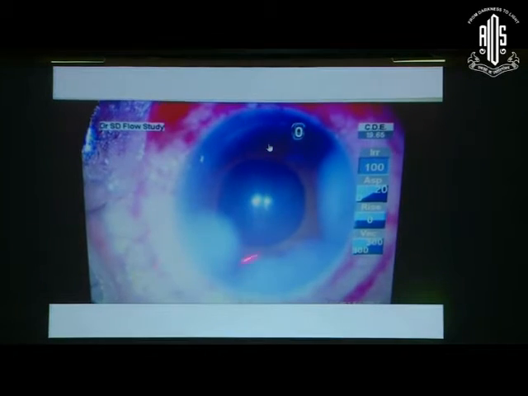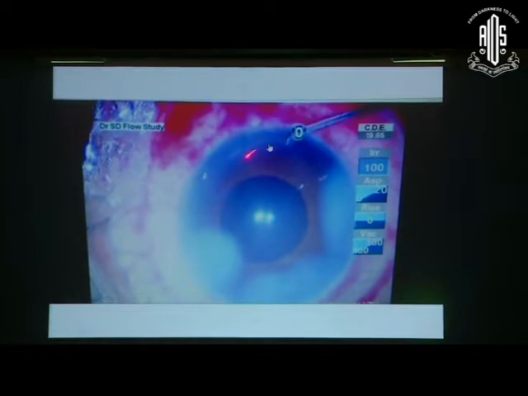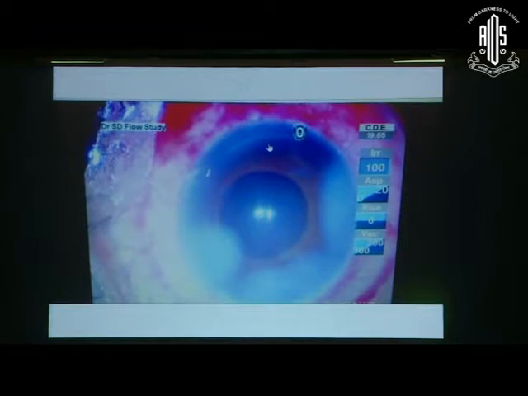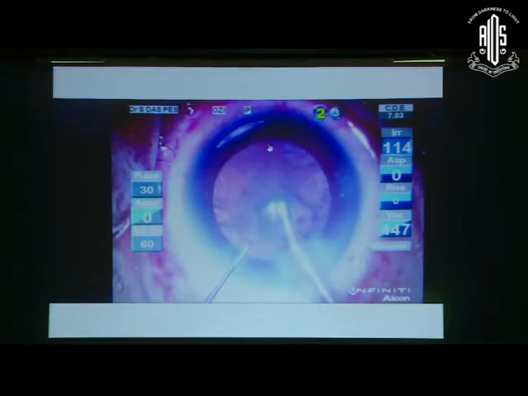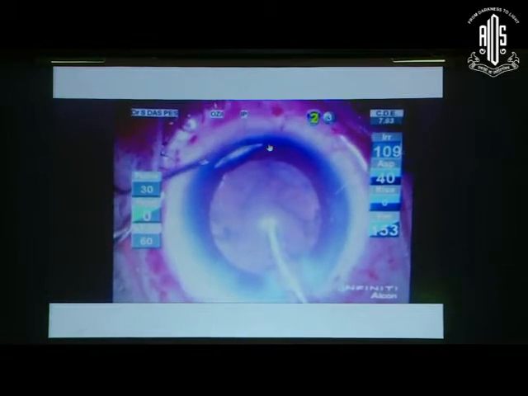You can see the wounds have been hydrated, and all you have to do is basically just take a Sinskey hook and go and open the incision up. That's your astigmatic keratotomy. Here, the surgeon opens it up during or just before IA.